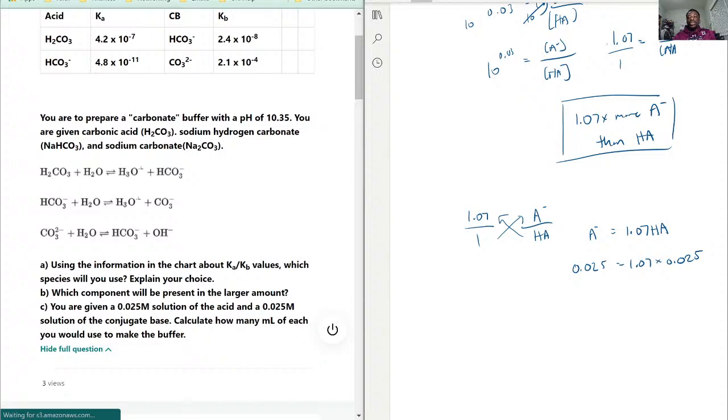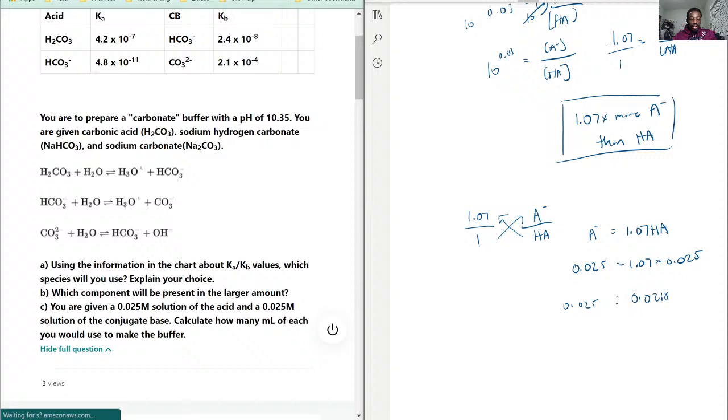Let's say we want a total of 1 liter, for example. That's a pretty good amount. So times 0.025. So right now we have 0.025 and we have 0.0268. Okay. And now, with that being said, let's see here, just to make sure we have this correctly.